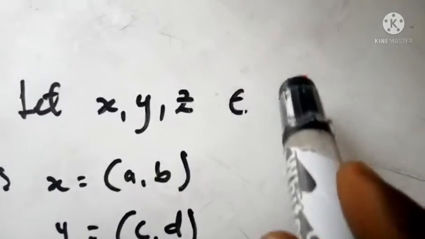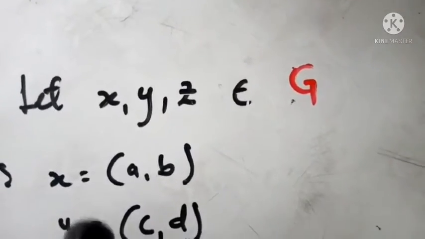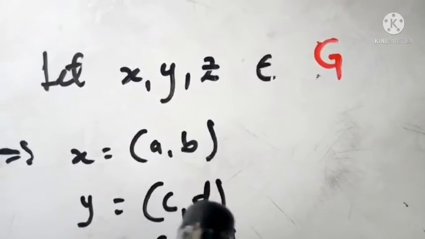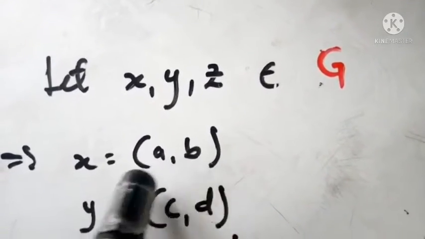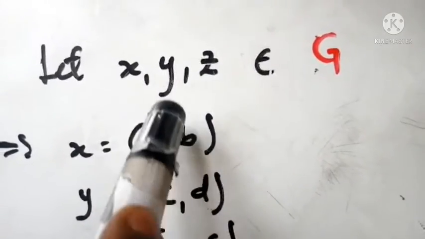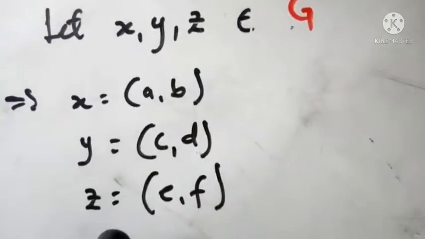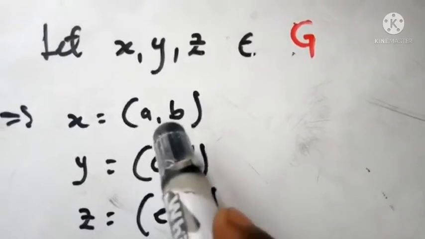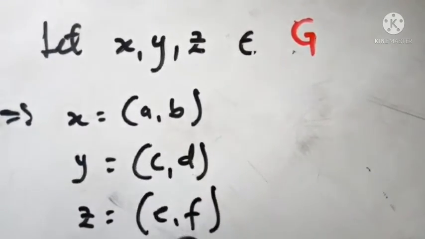If X is in this community, then it means that X looks like this, because that's what we were told from the question. So X looks like A comma B, and then Y here also looks like C comma D, and then Z here looks like E comma F. Have you seen that none of the letters are the same? If you don't do that, you'll find it difficult, so make sure that you differentiate the letters.